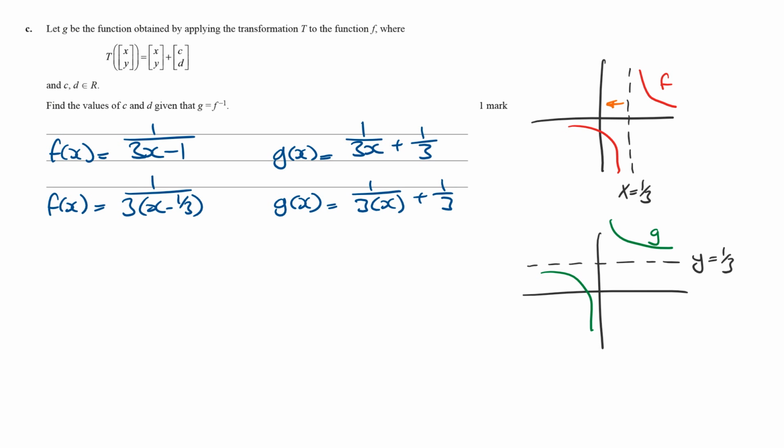The value of c in the matrices affects the horizontal translation of the graph, and a translation of 1 on 3 units to the left in matrix form means that c is equal to negative 1 on 3. Then we would need to translate the function 1 on 3 units up. The value of d affects the vertical translation of the graph, and in matrix form, the value of d would then be 1 on 3.